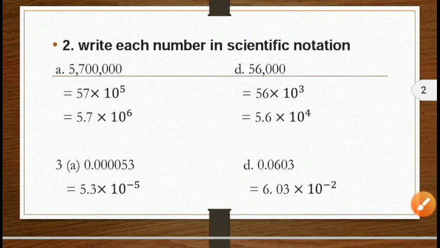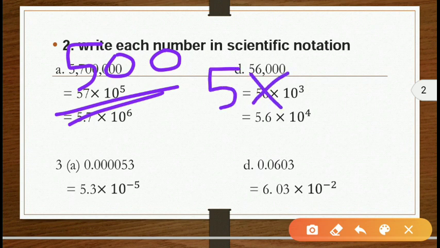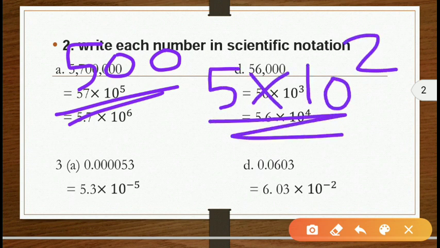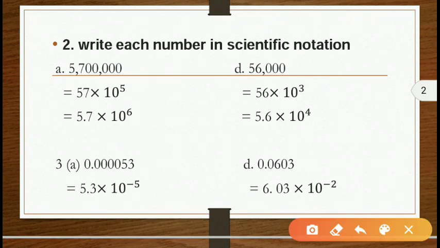Suppose I am writing 500. 500 is a standard form. If the same number I am writing in the form 5 into 10 to the power 2, this is a scientific form. So try to understand the difference between standard form and scientific form or scientific notation. Both are the same. Your question is given in a standard form. You need to write this in scientific notation.